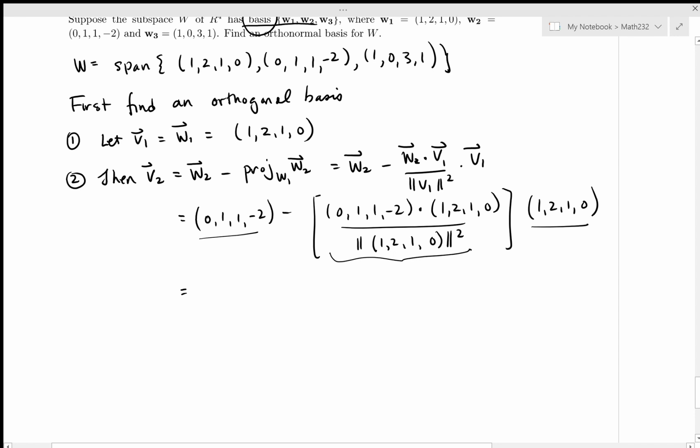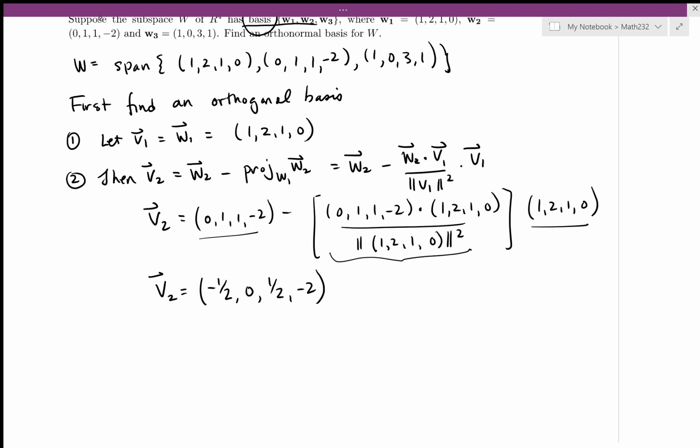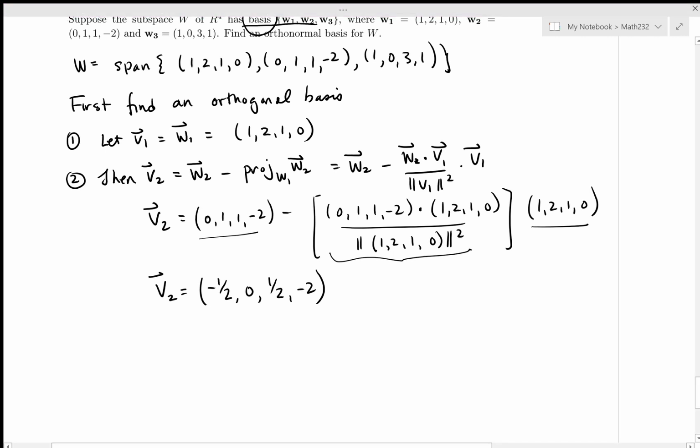I did that calculation, actually quite a few times, before I used the computer to check, to make sure I didn't make any mistakes. So then I find out that V2, this calculation right here, is minus a half, 0, 1/2, and minus 2. So I've got two of the vectors already. I only have to find 3. I've got V1, that's right here, and now I've got V2.